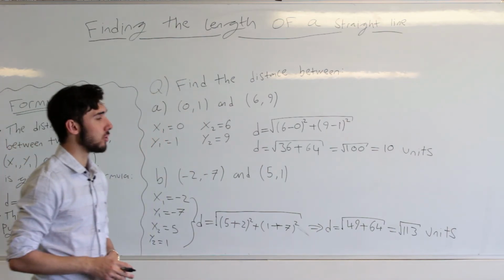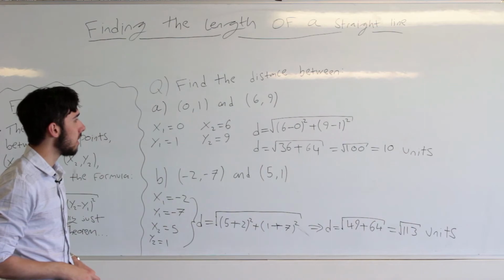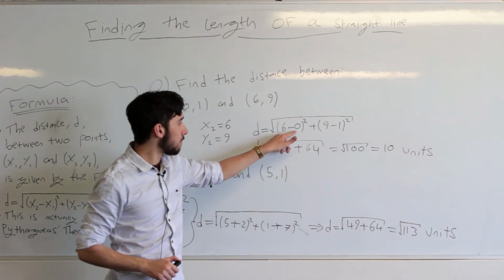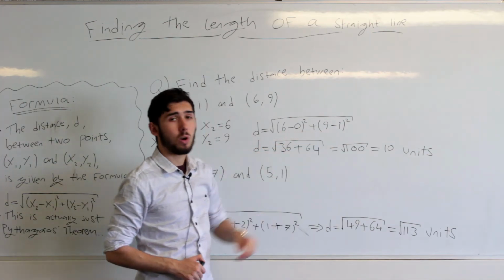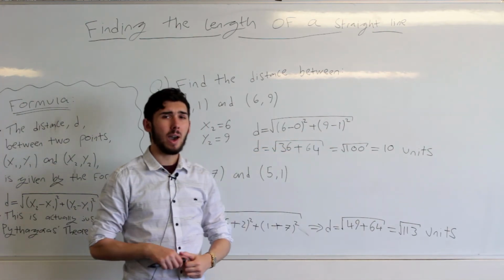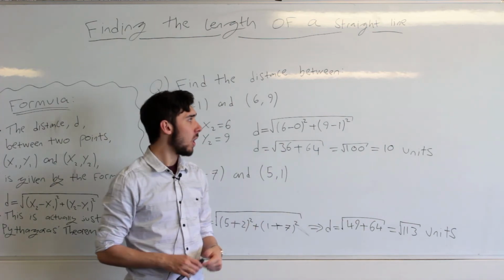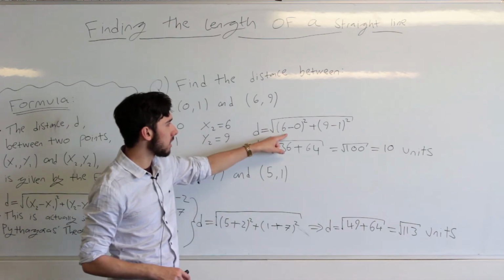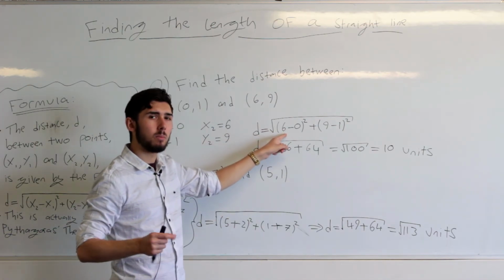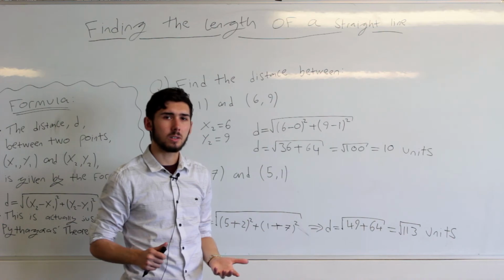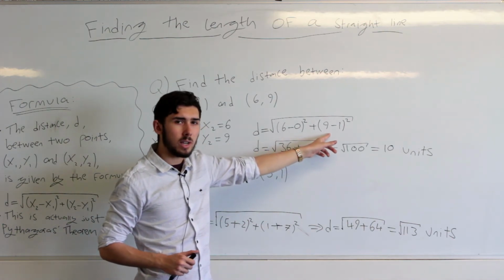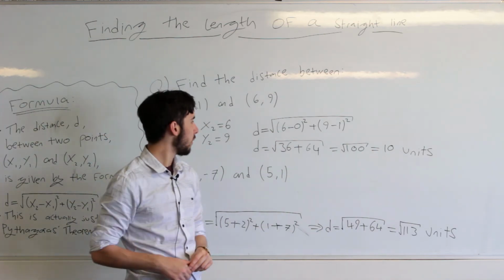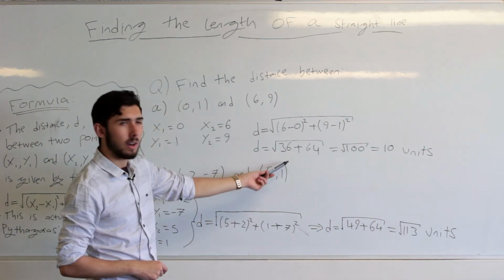A few observations I just want to make before the end of the video: you have to recall what we did here. We did 6 minus 0, 9 minus 1. This is for part A. What would have happened if we did 0 minus 6? What would have happened if we did 1 minus 9? Well, 0 minus 6 would have been minus 6, but minus 6 squared is 36. 1 minus 9 is minus 8, but minus 8 squared is 64. And that's what's here as well.